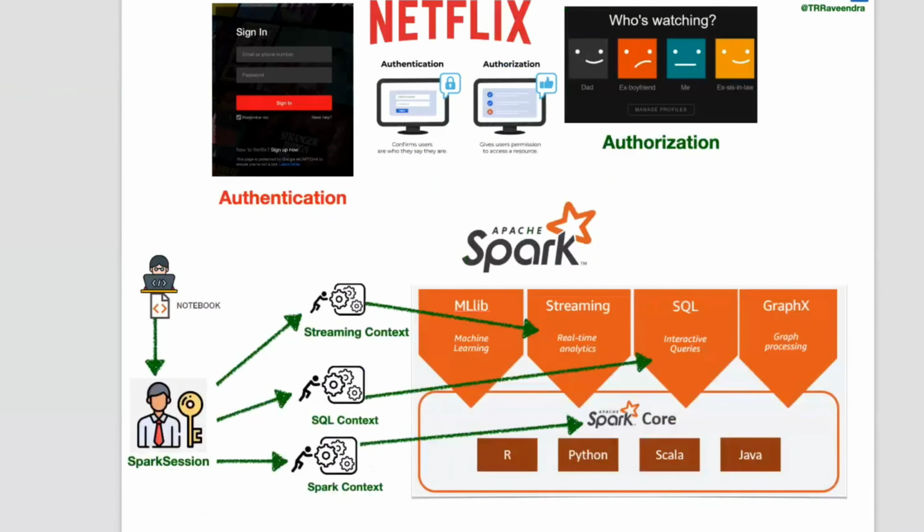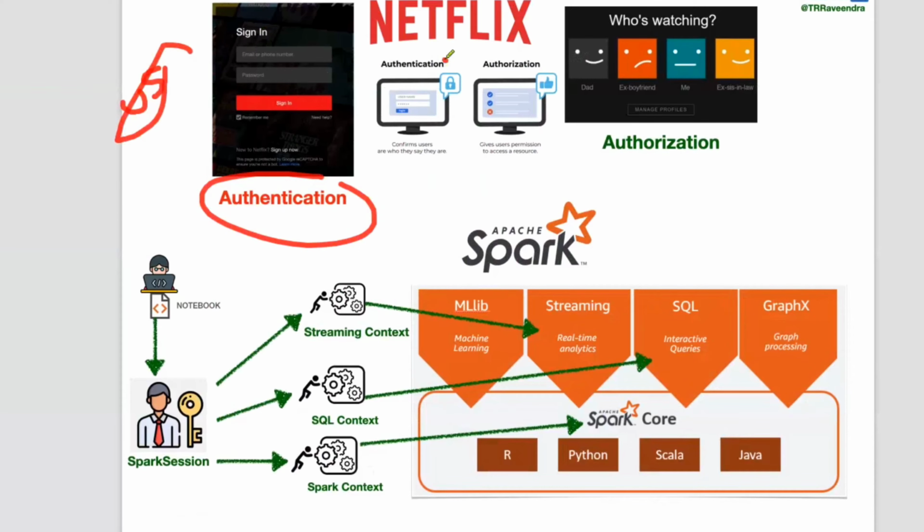We'll understand Spark architecture. So this is very important: authentication and authorization. Like consider you have Netflix. If you are going to log in, you should have some account. Once you log in using credentials, one user session will be created. That is called authentication.